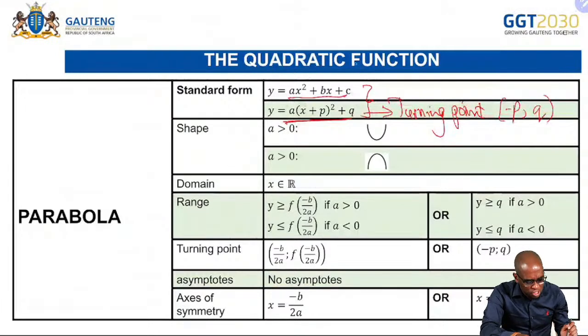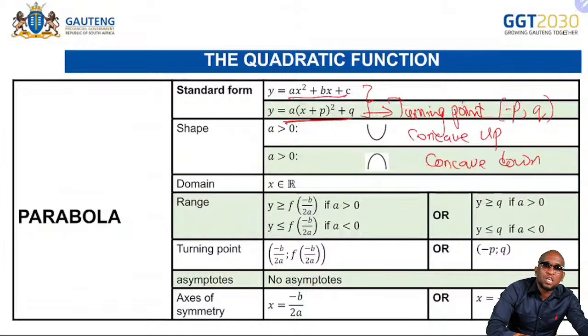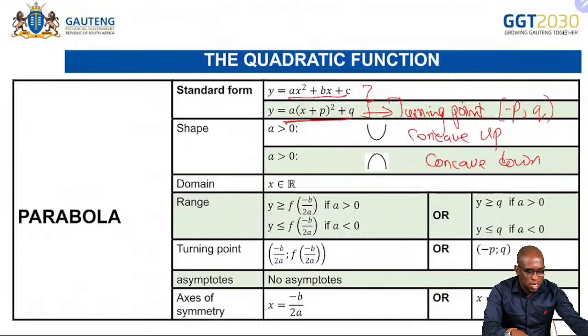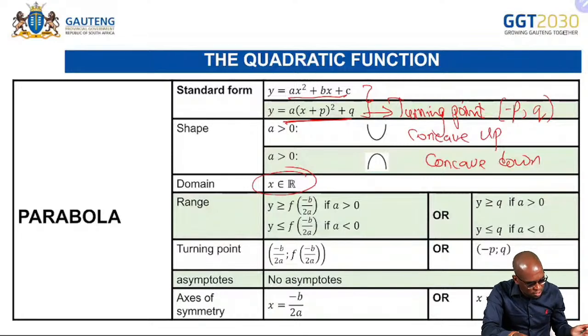Now let's look at the shape. Obviously we can have this being concave up. You can see that now it's concave up. We can also have it being concave down. Some teachers say it's a smiling face parabola as well as the frowning one. So it's concave up as well as concave down. Now the domain of a parabola would be x is defined for all real numbers. The graph is defined for all real values of x from minus infinity to infinity.